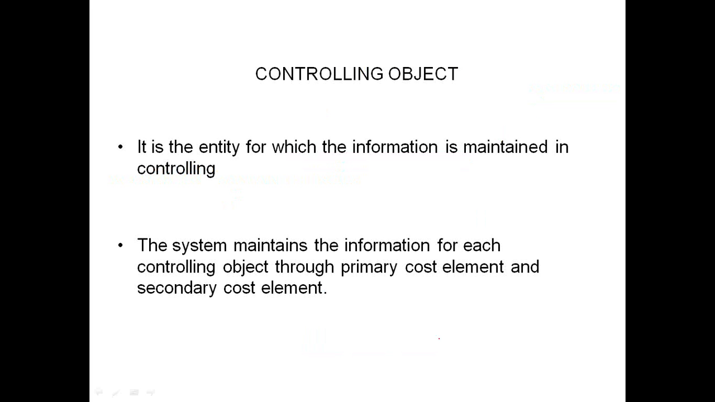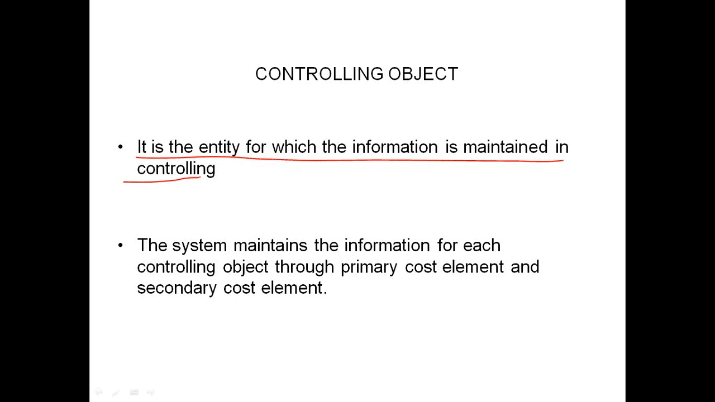So here we have to understand one concept which is called controlling object. It is the entity for which the information is maintained in controlling. Means what? In the general ledger accounting, we have posted the business transactions with reference to the GL account master record. In accounts payable, we have processed the purchase invoices, payments, and bank transactions, etc., with reference to the vendor master record.